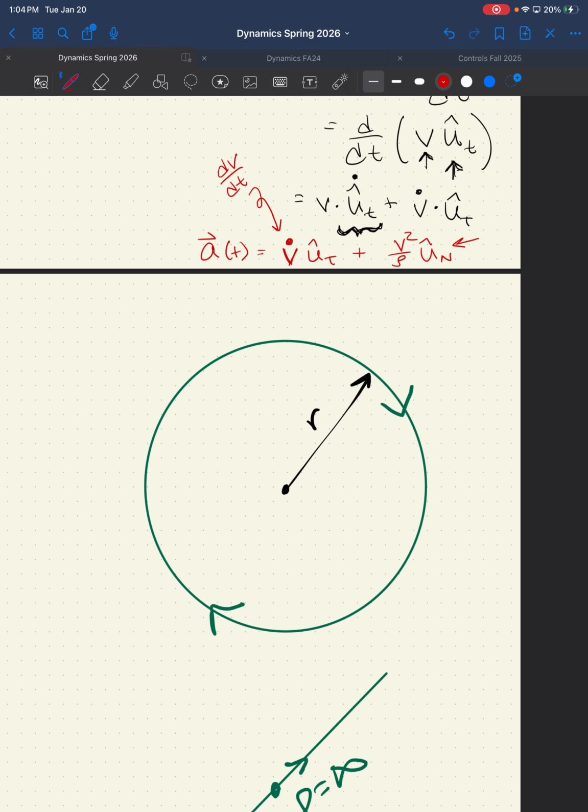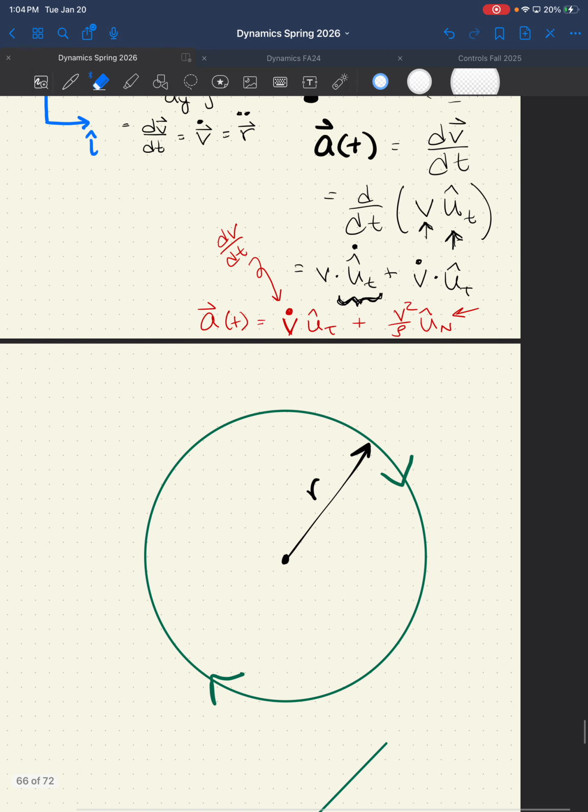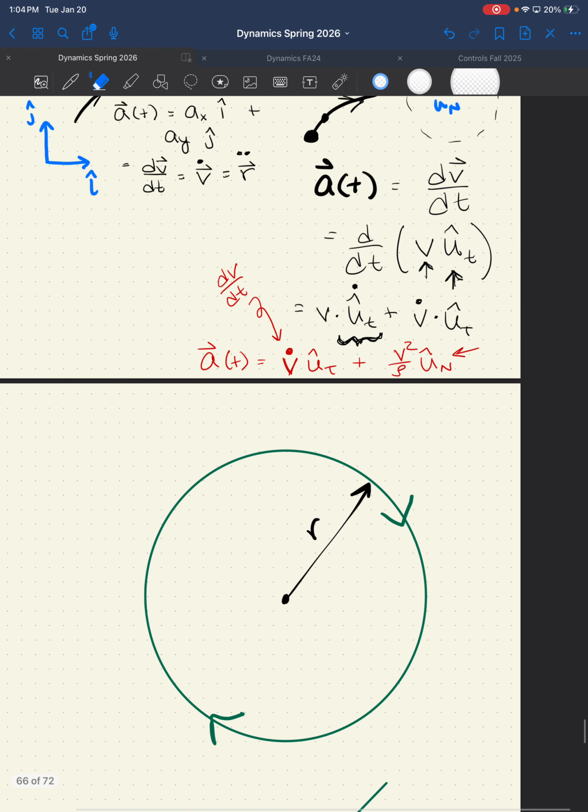If this is constant, it means it doesn't change in time. So dv dt is 0. So constant speed means dv dt equals 0, which is the same as v dot equals 0. So this term goes to 0, and we will only be left with a normal component.